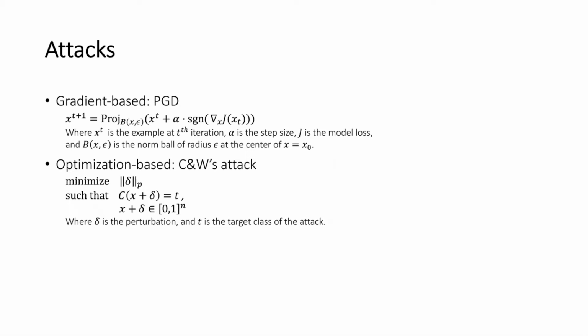The PGD attack tries to use gradient descent to increase the model loss of a given example, and the CW attack tries to solve an optimization problem by minimizing the perturbation added to a given image, while forcing the model to produce wrong predictions. Our proposed attacks in this paper are mainly based on these two types of attacks.